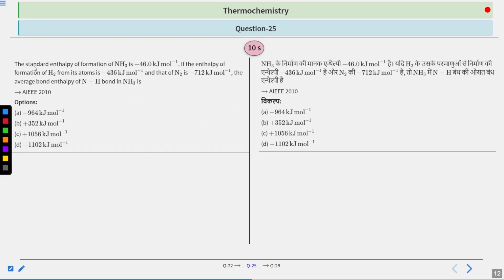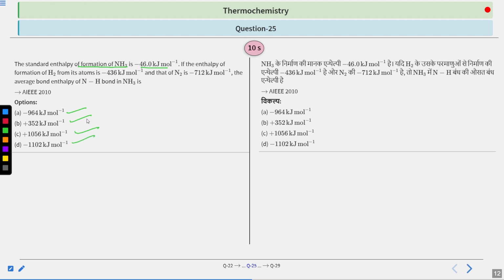Question number 25. The standard enthalpy of formation of NH3 is minus 46 kilojoule per mole. If the enthalpy of formation of H2 from its atoms is minus 436 kilojoule per mole, and that of N2 is minus 712 kilojoule per mole, the average bond enthalpy of the N-H bond in NH3 is: your options are A minus 964 kilojoule per mole, B plus 352 kilojoule per mole, C 1056 kilojoule per mole, and D 1102 kilojoule per mole.